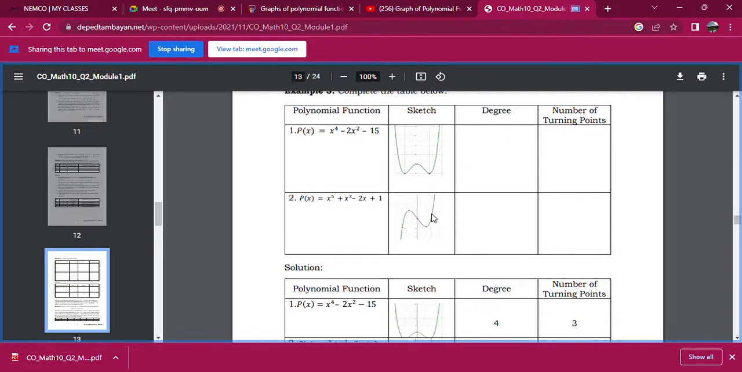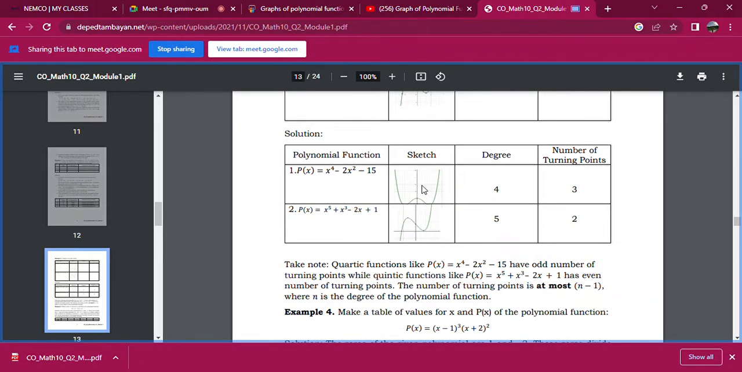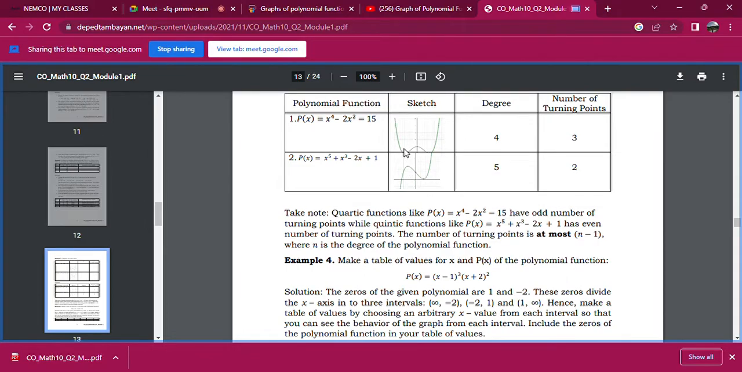For this one, this is your graph for number 1, and this is your graph for number 2. In number 1, the degree of your polynomial function is 4. Now, the number of turning points is 3. What are turning points? Those are where your graph turns. So 1, 2, and 3. So you have 3 turning points.